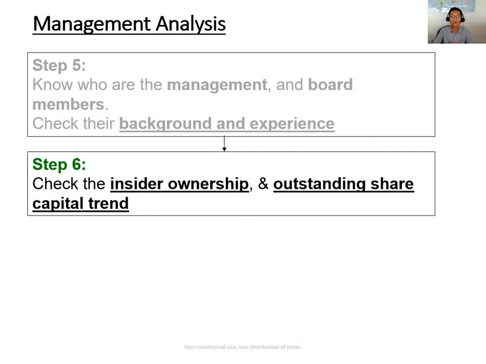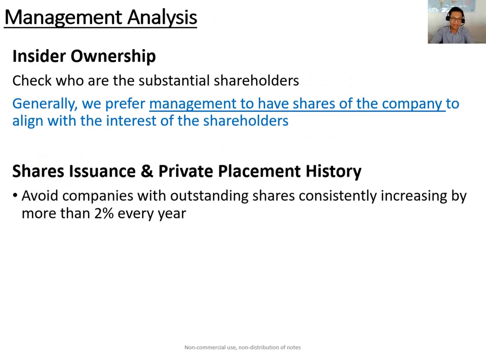Next, we would like to know who the insiders of the company are, and we have to check the outstanding share capital trend. Insider ownership: insiders are people who have more than 5% of the shares of the company. They are usually called substantial shareholders. We prefer the management of the company to have shares of the company to align with the shareholders' interest. On the other hand, we also need to check the outstanding shares trend. We want to avoid those companies whose number of shares keeps going up over the past years, because this is really diluting to the shareholders.